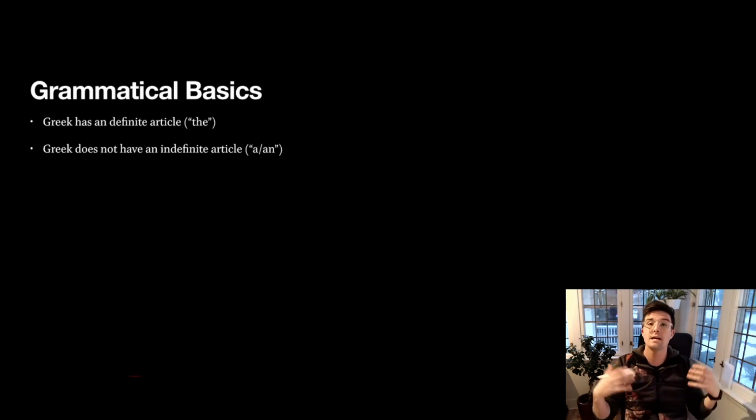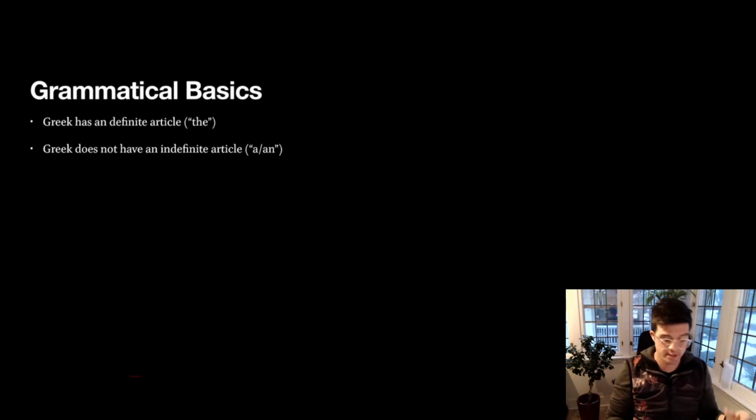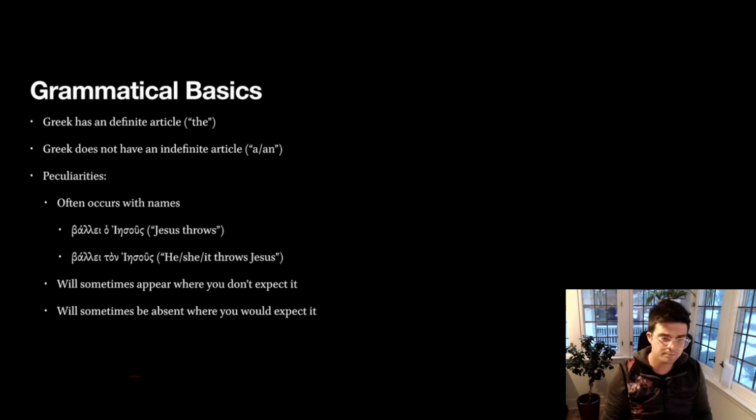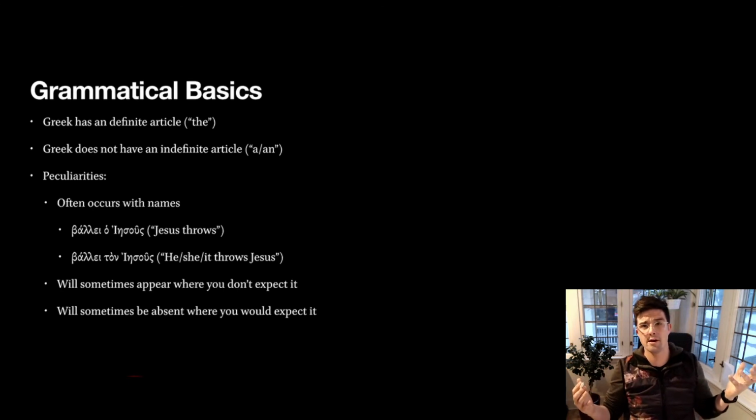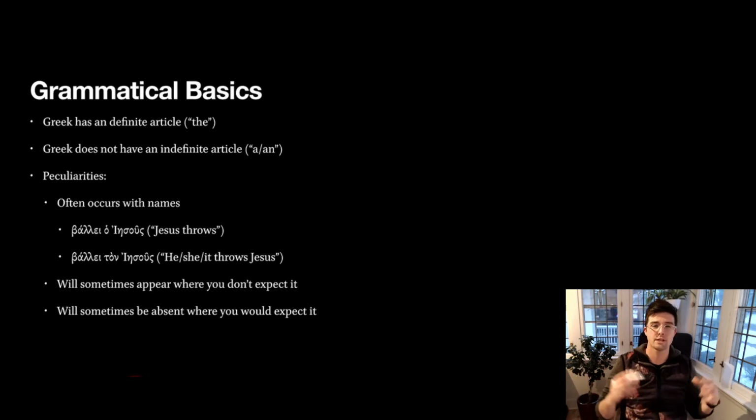So normally indefiniteness, or the translation "a" or "an" in Greek, is going to be indicated by the absence of the Greek article. There are also some peculiarities to the Greek definite article. Greek uses the definite article a little bit differently than we do in English, and we'll talk more about this in the second semester Greek class, but there's a couple to be aware of from the outset.